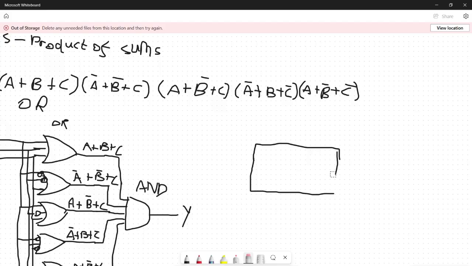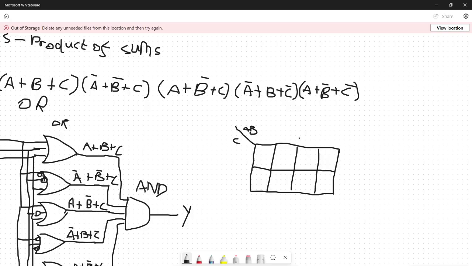So we are going to divide this side into 4. Yeah, 1, 2, 3, 4. We're going to divide this side into 2. So this is going to be our AB side, and this is going to be our C side.